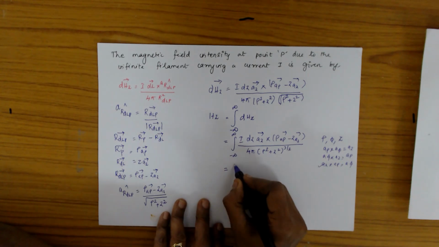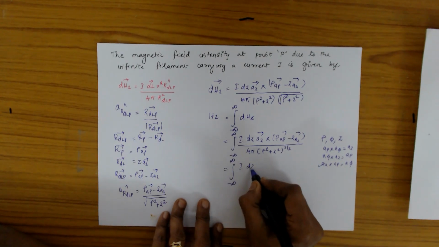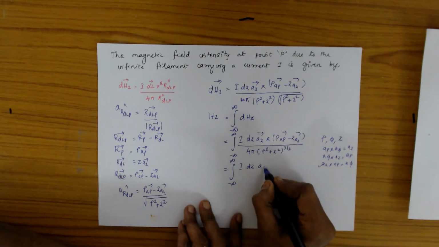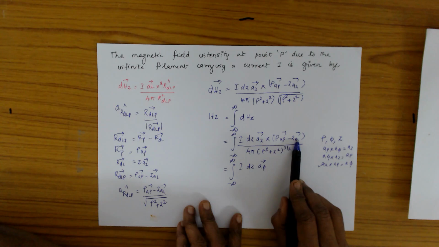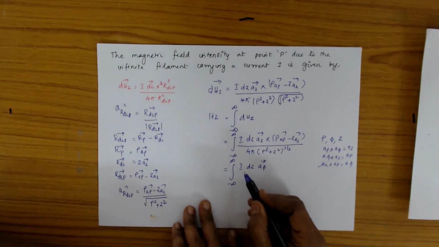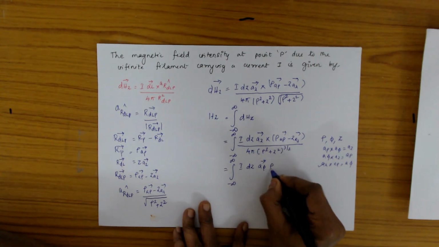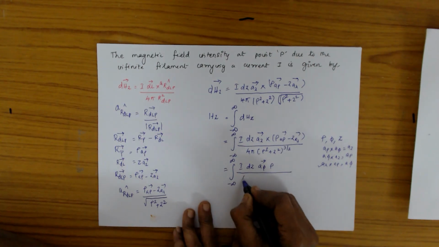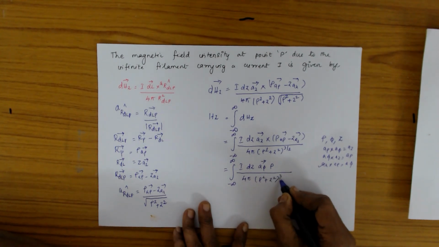So rewriting this, we have integral minus infinity to plus infinity I dz into A phi, and the second cross product is AZ cross AZ. When you take the cross product of the same unit vector, that will be equal to 0. Hence we have in the numerator I dz into A phi, and this rho will be present, divided by 4 pi rho square plus Z square the whole power 3 by 2.